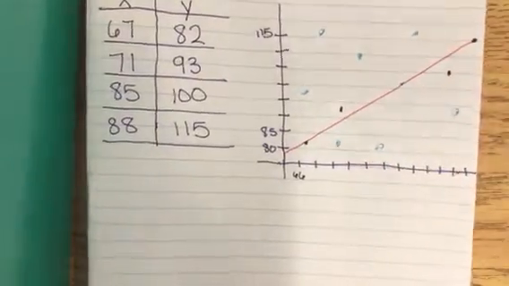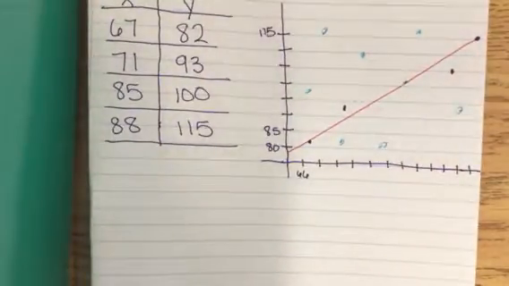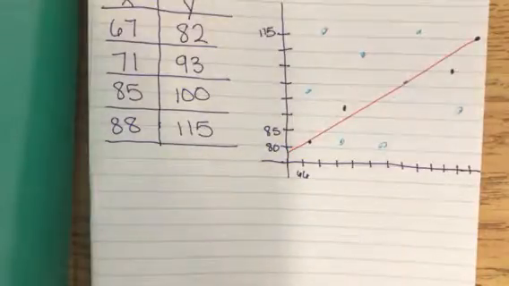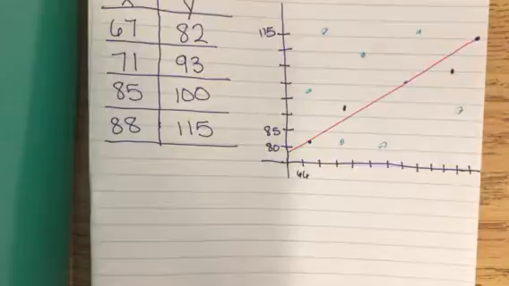Okay. We can also talk about if it's a positive association or a negative association. If the line is going uphill, we would say that it's positive. If it's going downhill, we would say that it's negative. So you're going to look at a set of data, make your own scatter plot, and then talk a little bit about it.